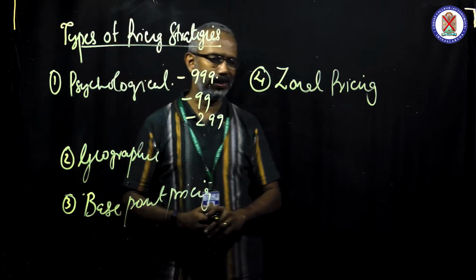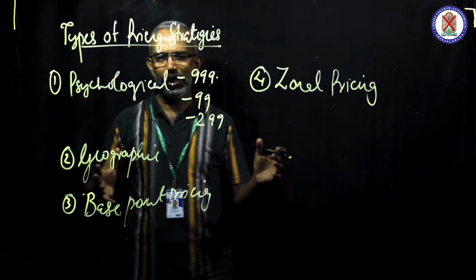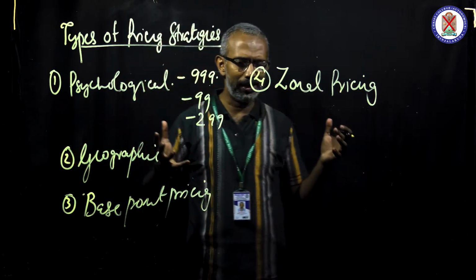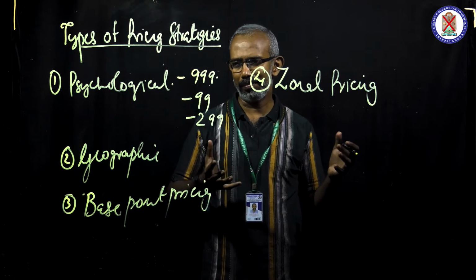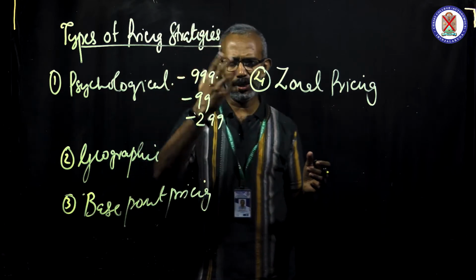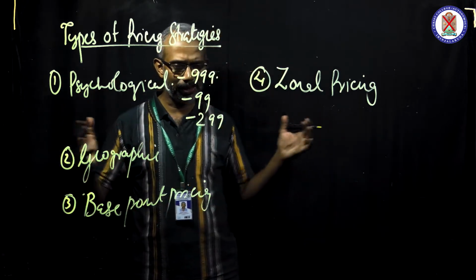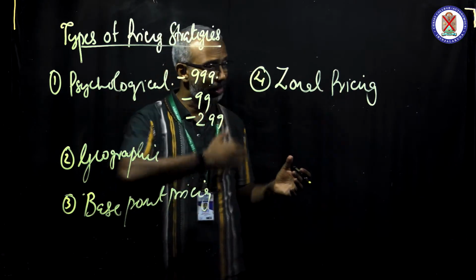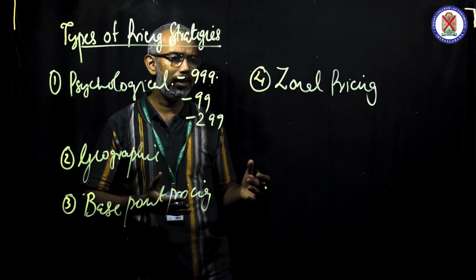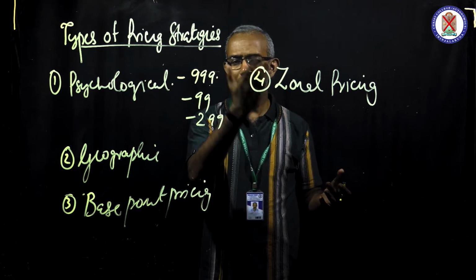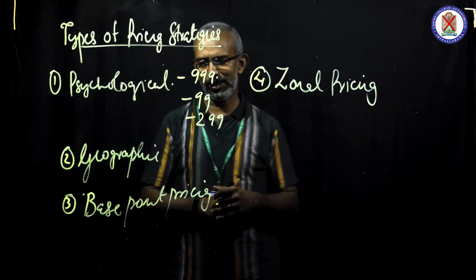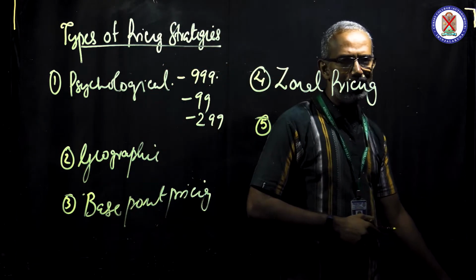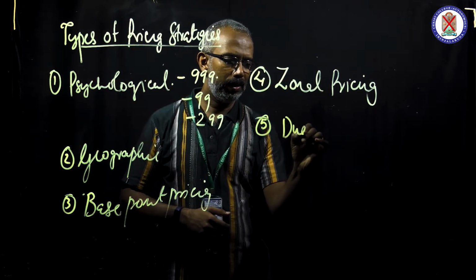Point 4 is zonal pricing. Such firms divide a larger geography into various zones. Easy for us to understand. The whole country of India can be divided into 4 zones: North India, South India, Western India, and Eastern India. Each zone will have a different price. Zones which are further away from the manufacturing point naturally will have a higher price. Your zonal pricing is also a variant of your geographic pricing. Now let's move to point 5. Point 5 says dual pricing.